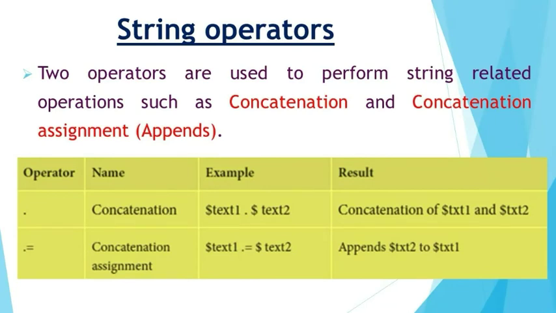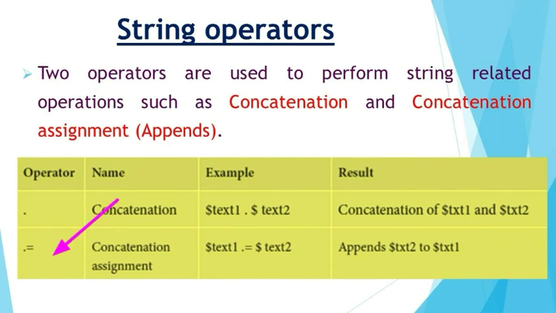Next is the next operator, that is the string operator. Two operators are used to perform string related operations such as concatenation and concatenation assignment, which means append. What are they? Concatenation and append. Concatenation means the dot operator. This is text1, this is text2. Between these two texts, write the dot symbol. Concatenate means adding two strings, merging two strings. If you give computer for text1 and science for text2, then those two strings will be added. So computer science will be printed on the output screen.